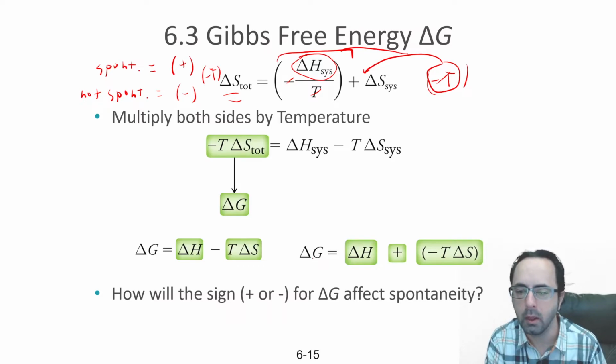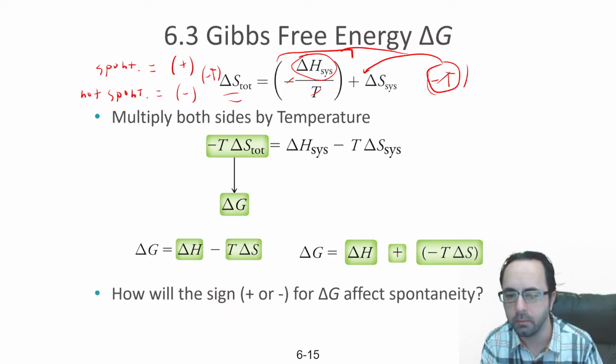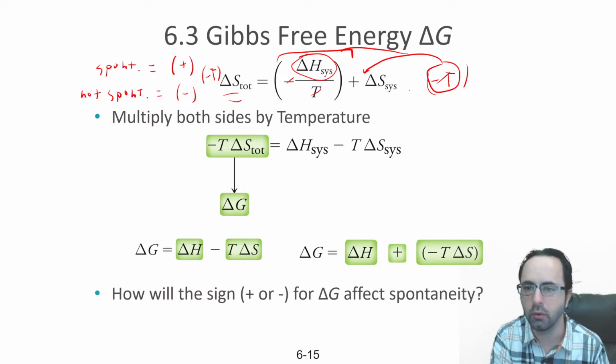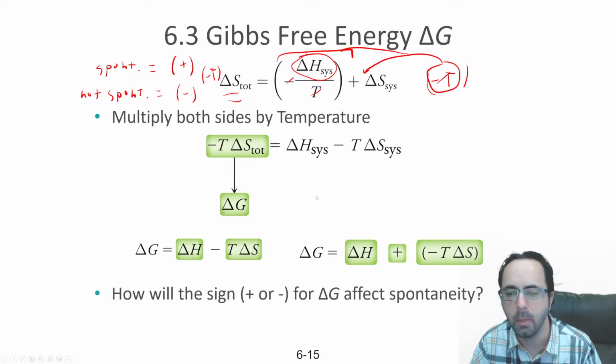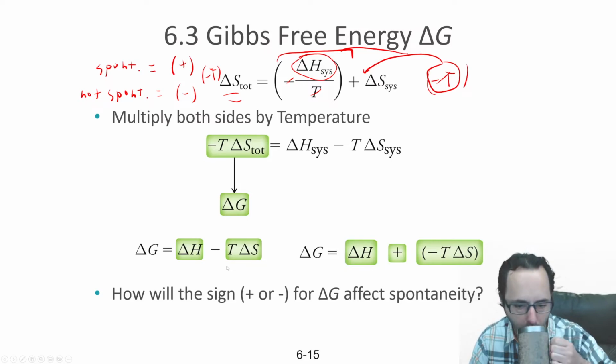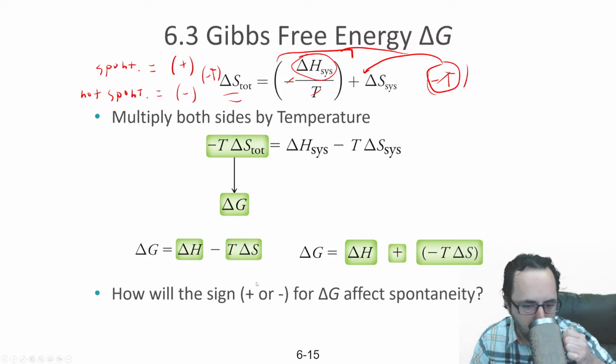And this is going to be a quantity that's defined as delta G, or the change in the Gibbs free energy. Gibbs free energy, delta G. And this is going to be delta H of the system minus T delta S of the system. Again, notice that this is all defined relative to the system. So at this point, we drop off the system subscript and we just assume all of this is now talking about the system, or the reaction that we're interested in.